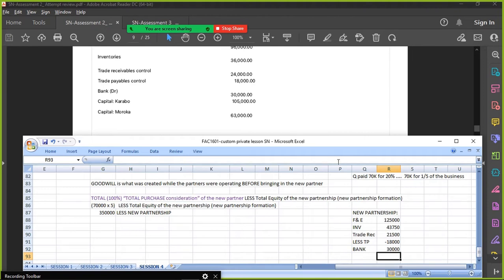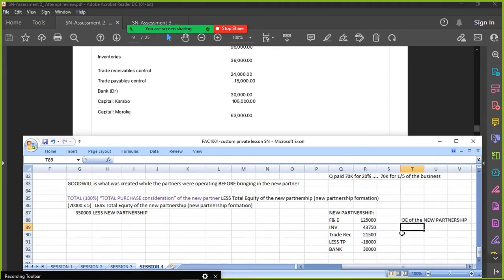Hold on. The new partnership. Let's just think about this. The new partnership will have cash because it's a debit balance. And then all of the assets and liabilities should equal the capital. So the owner's equity of the new partnership is basically assets minus liabilities. Does that make sense? Yeah. Okay.